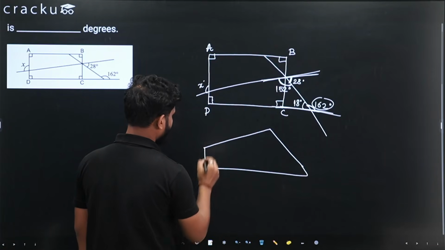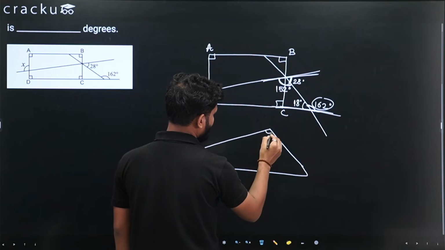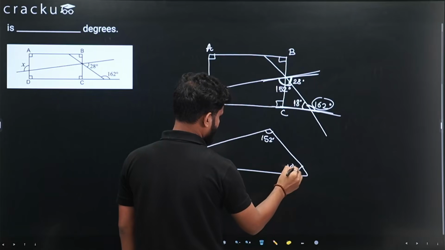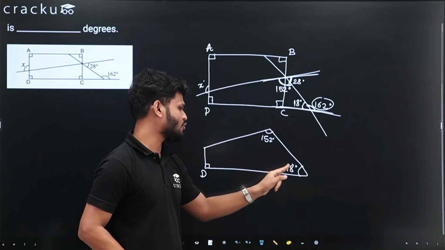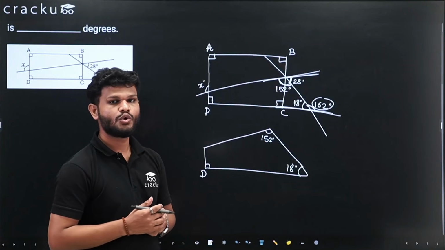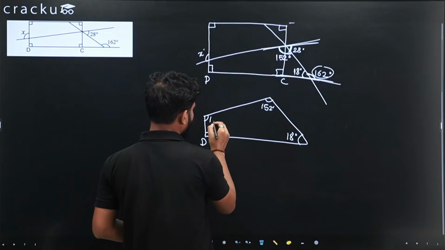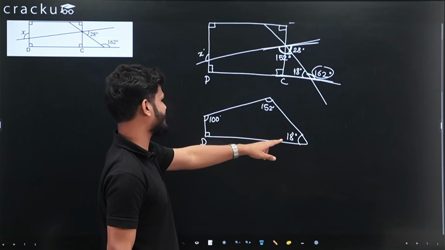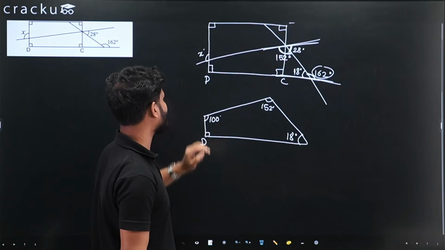So this is point D, this is 90 degree, this angle is 152 degree, this is 18 degree. So this figure is a quadrilateral. So what will be this angle? 152 plus 18 is 170. 170 plus 90 is what? 260. So this angle will be 100 degree, right? 152 plus 18 is 170, 170 plus 90 is 260, and this will be 360 minus 260, which is 100.